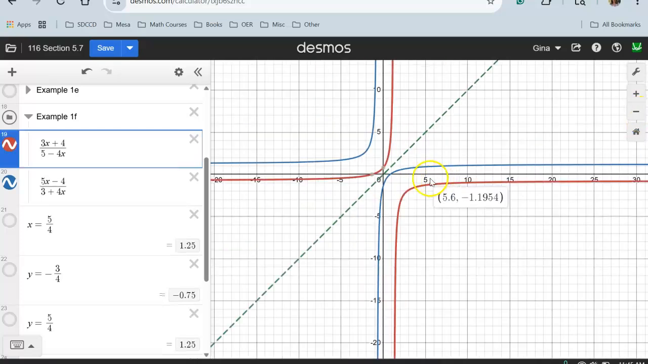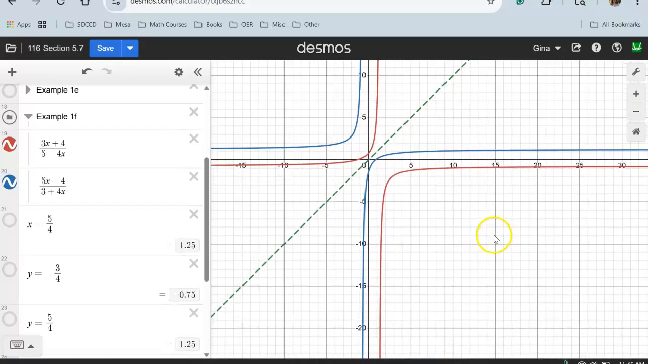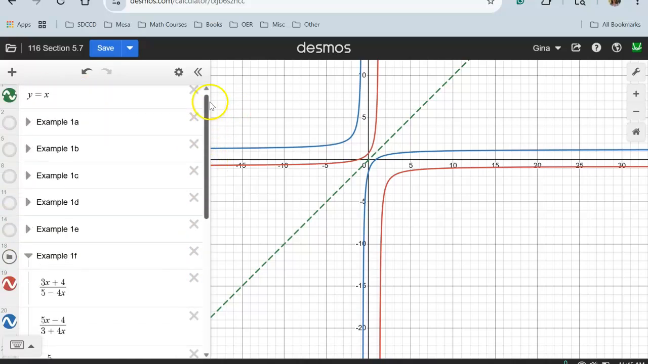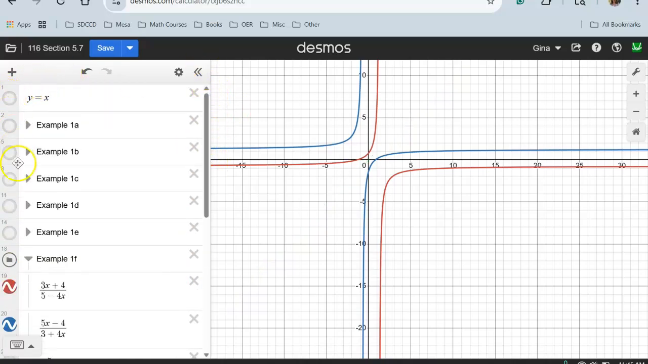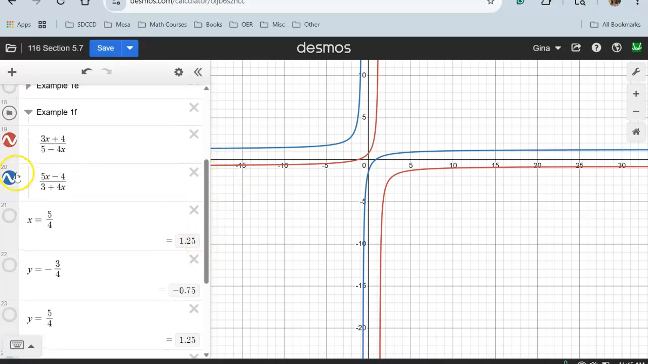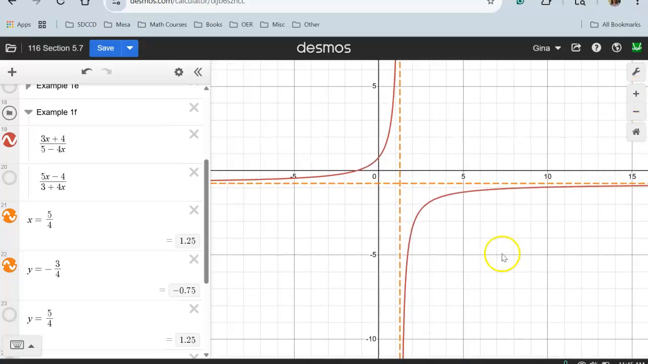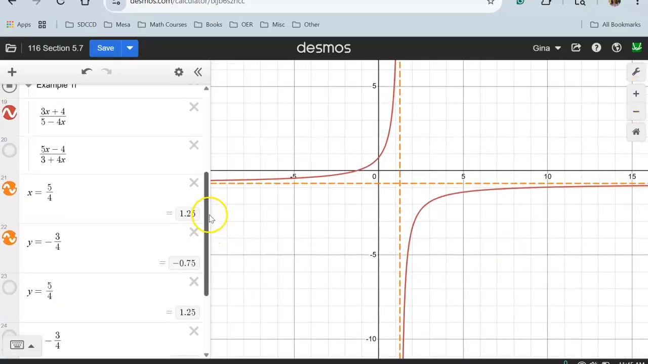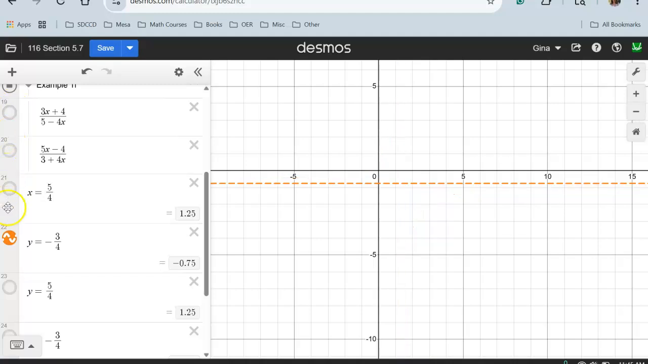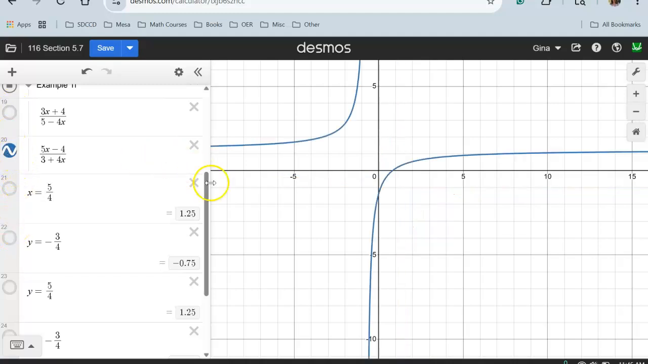Now, as far as the asymptotes are concerned, let's look at one graph at a time. I'm going to turn that line off. Let's just look at the original graph. The original graph had a vertical asymptote of x equals 5/4 and a horizontal asymptote of y equals negative 3/4. Notice that when we go to look at the inverse, the horizontal and the vertical asymptotes are going to swap.